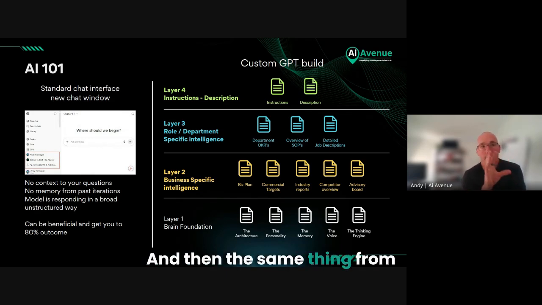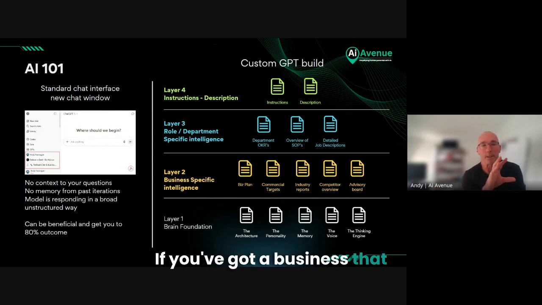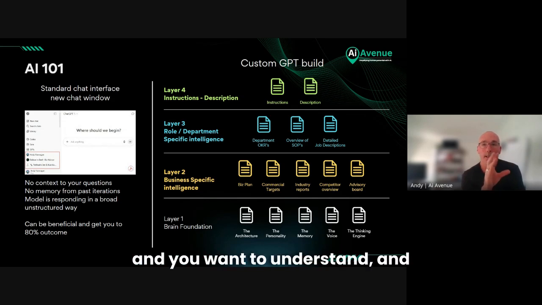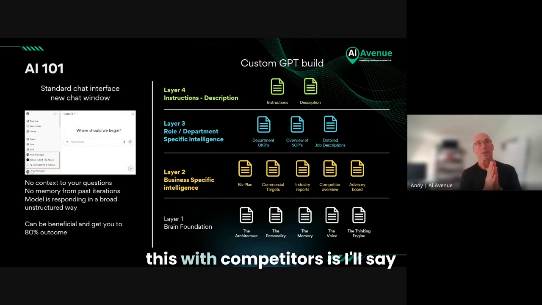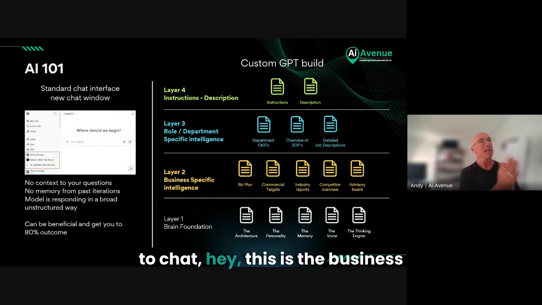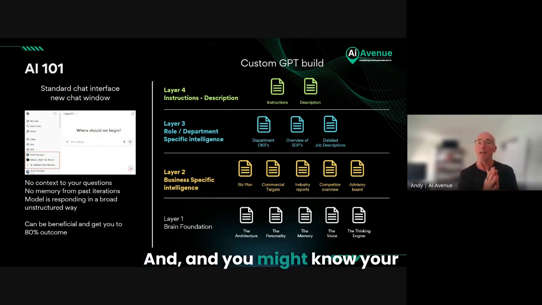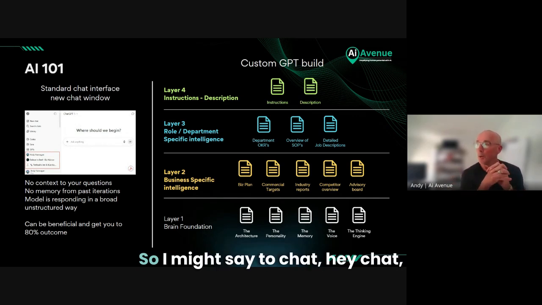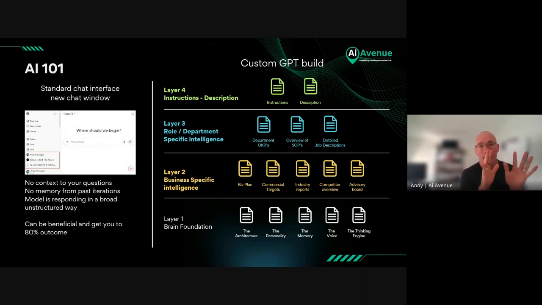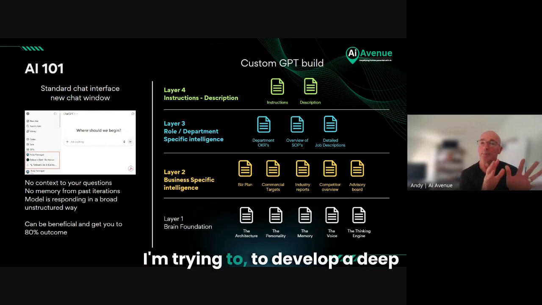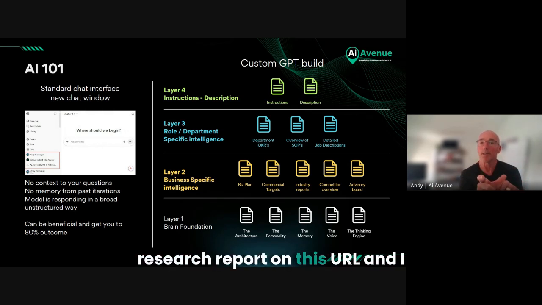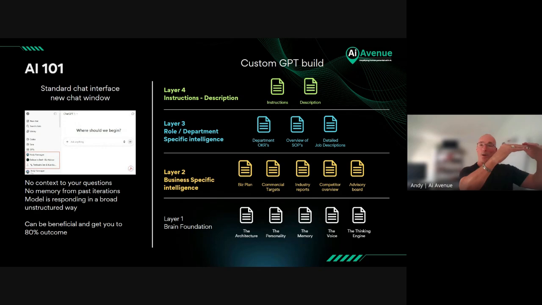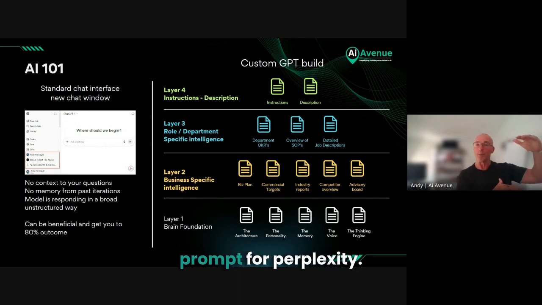And then the same thing from a competitive perspective. If you've got a business that you're in, and you want to understand your competitors, this is part of the way that I do this. I'll say to chat, hey, this is the business we're in. You might know your top 4 or 5 competitors, which is useful, right? The URLs. So I might say to chat, hey, chat, write me a prompt for Perplexity. I'm trying to develop a deep research report on this URL, and I want to know all these specifics. Right. And then chat will then write a very, very well-structured prompt for Perplexity.